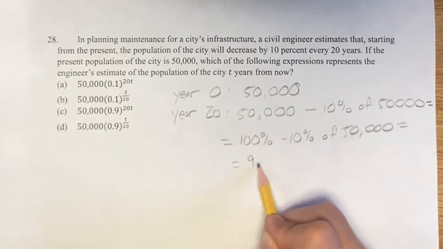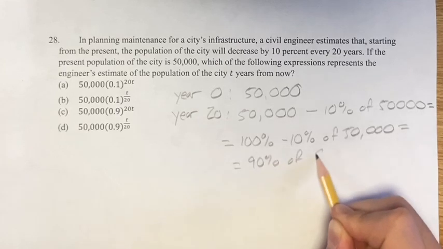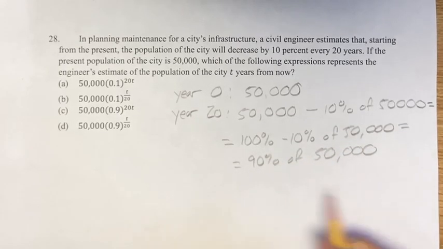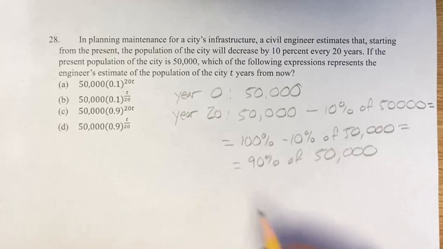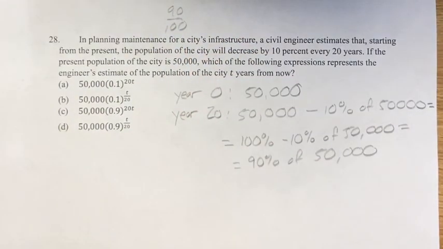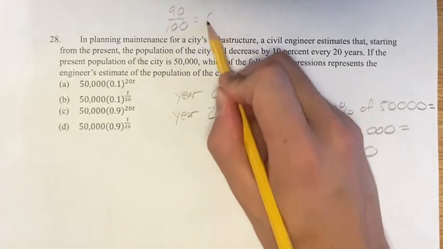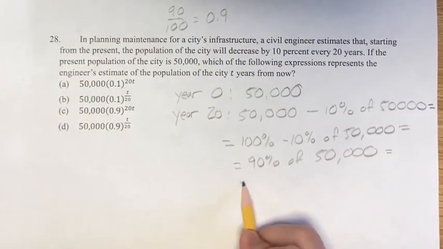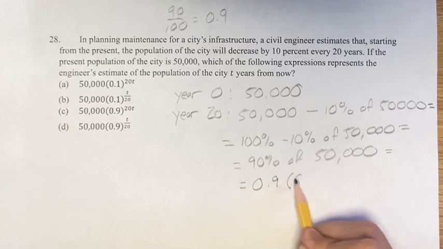This is 90%. And 90% correlates with 90 over 100, since that's just what percent means. It's out of 100. And this correlates with 0.9. So this is 0.9 times 50,000.